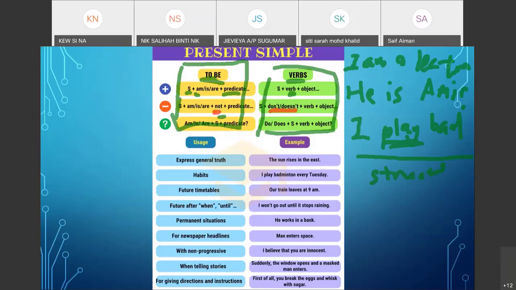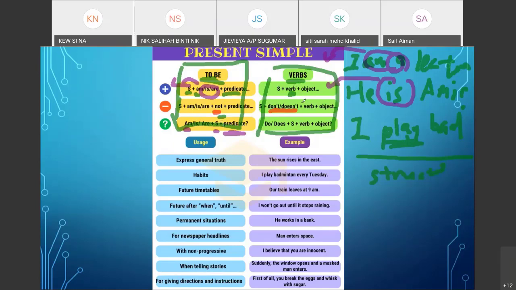Okay. So if you want to change it to the question form, you want to ask a question, we will change the position. This one will change to the front. So it will become, am I a lecturer? Can you see? Am I a lecturer? So I shift the position. Is he Amir? Okay, so this is how you shift the position.